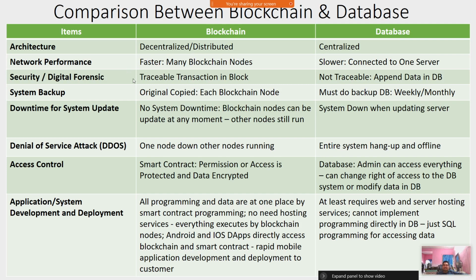Another thing is that we can skip the system backup. In blockchain, each node is an original copy. Each blockchain node stores the same copy. No need for backup. You don't need to back up weekly or monthly. Just have another node connected to the network, and they automatically sync the data. All nodes will have identical data, so that is the backup. As long as you have one node running, you are safe. The data is still there.